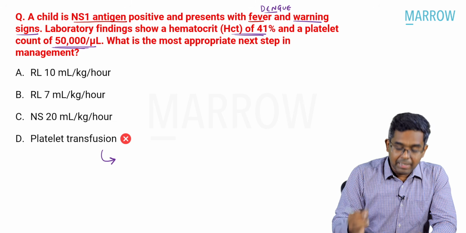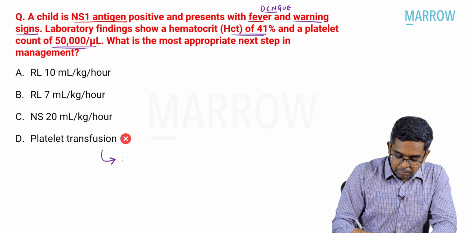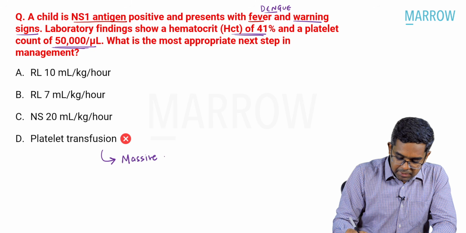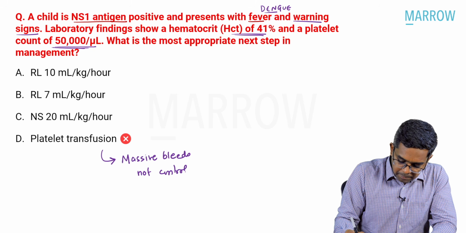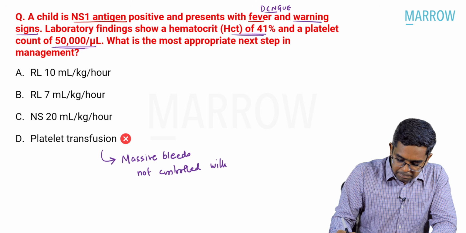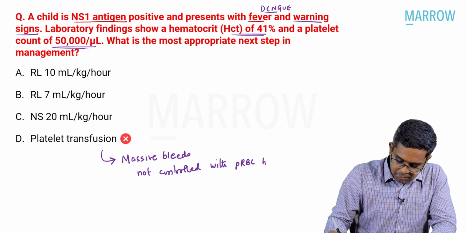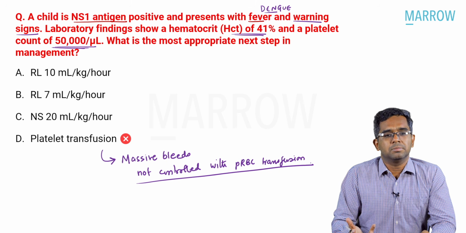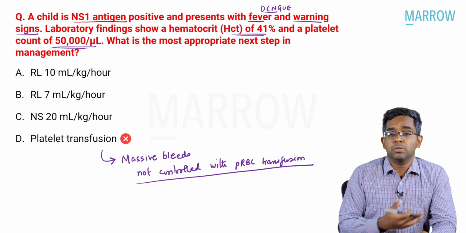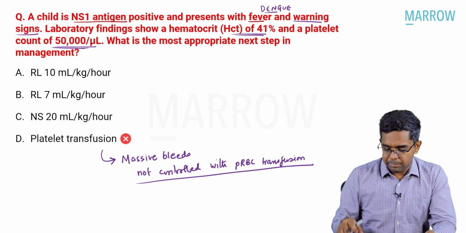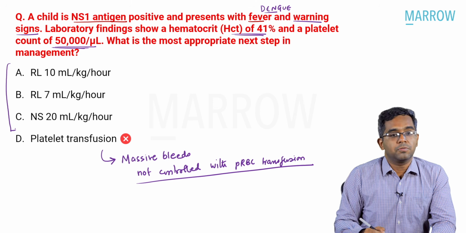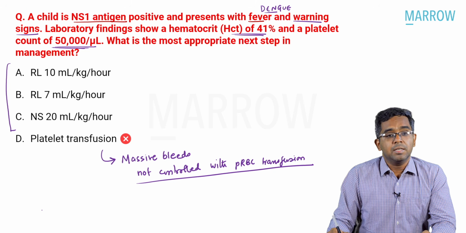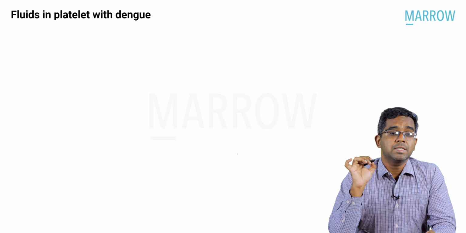Platelet transfusion, the guidelines very clearly say that it is only for massive bleeding which is not controlled with packed RBC transfusions. Right. Is it given like that in the question? Not at all, right? Child is having dengue fever with warning sign, but nowhere it is mentioned there's a massive bleeding not corrected with PRBC transfusion. So definitely that option is out. All the remaining 3 options are related to fluid. So let us just quickly see what are the guidelines related to fluids in dengue.